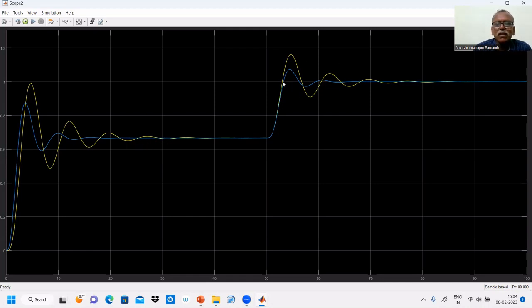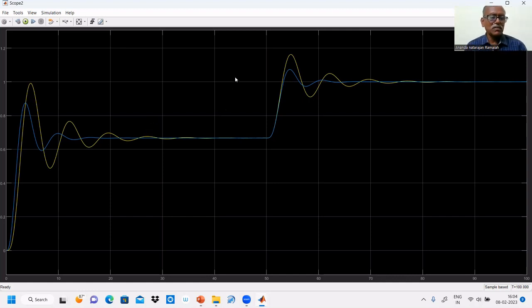For the servo response and the regulatory response, given at 50 seconds, overshoot is less, settling time is quick, and decay ratio is fast. So derivative mode improves the response. It quickly settles. Why? Because derivative mode is an anticipatory controller. That's why it anticipates future error and takes necessary action. That's why it quickly settles. That you can notice.